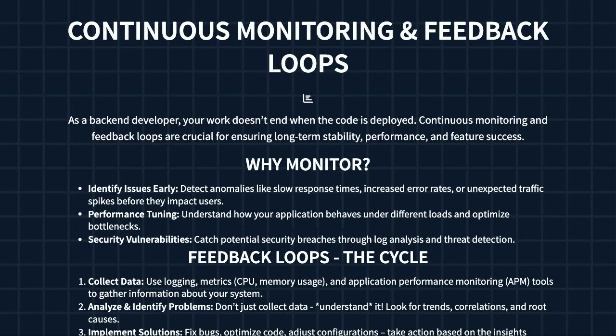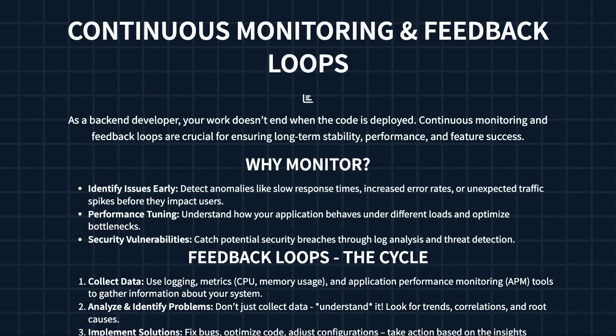Okay, so after you've built your awesome backend code, the real work starts: keeping it running smoothly. That's where continuous monitoring and feedback loops come in. Think of it like this: you need to constantly check on your system, not just once and forget about it. Monitoring lets you spot problems early, like slower response times or errors, before they really affect users.